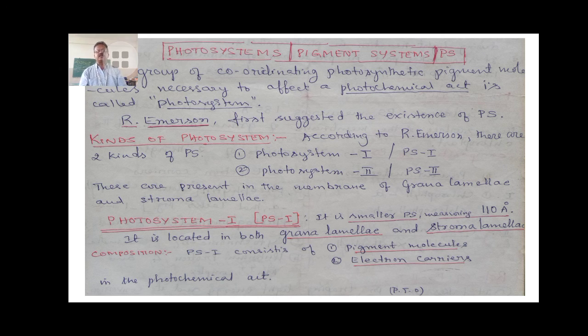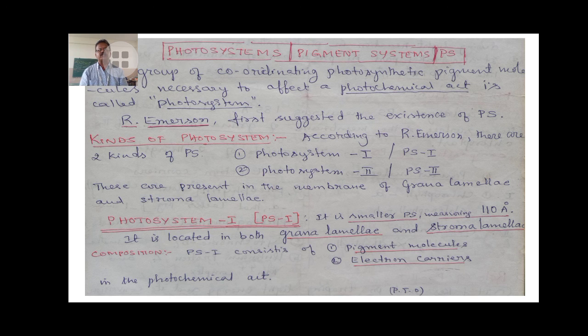Okay, and let us discuss both these systems one by one. First one is photosystem 1 or PS1. It is a smaller photosystem measuring about 110 angstrom. It is located both in grana lamellae and the stroma lamellae, and its composition consists of number 1 pigment molecules, number 2 electron carriers in the photochemical act. Okay, so let us see what the pigment molecules present in the PS1 are and which are the electron carriers. First, pigment molecules.